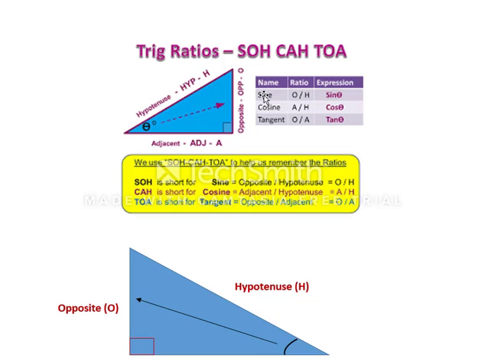SOH: S stands for sine, O for opposite, and H for hypotenuse. So sine is opposite over hypotenuse. CAH: C for cosine, A for adjacent, and H for hypotenuse. Therefore, cosine is adjacent over hypotenuse. TOA: T for tangent, O for opposite, and A for adjacent. Hence, tangent is opposite over adjacent. So we use this word SOHCAHTOA to memorize all these three trigonometric ratios.